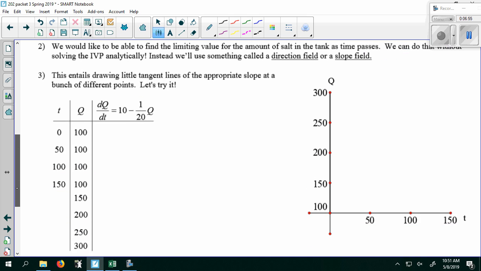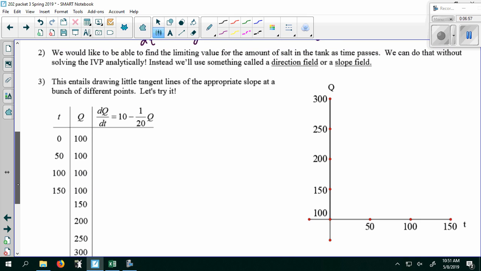So what we're going to do is look at something called a direction field or a slope field. This entails drawing little tangent lines of the appropriate slope at a bunch of different points. So this is the function q of t, right? It's blank because I don't know what q of t looks like, but I do know what its derivative looks like. The derivative represents the slope of a tangent line at any given point.